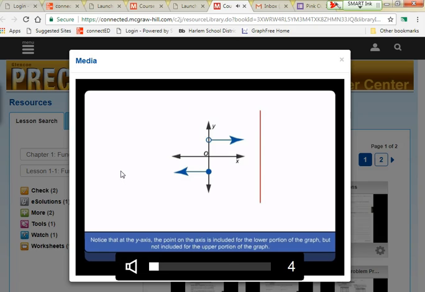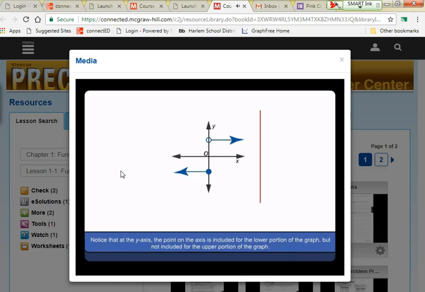Not included for the upper portion of the graph. The vertical line never intersects the graph at more than one point, so this graph is a function.